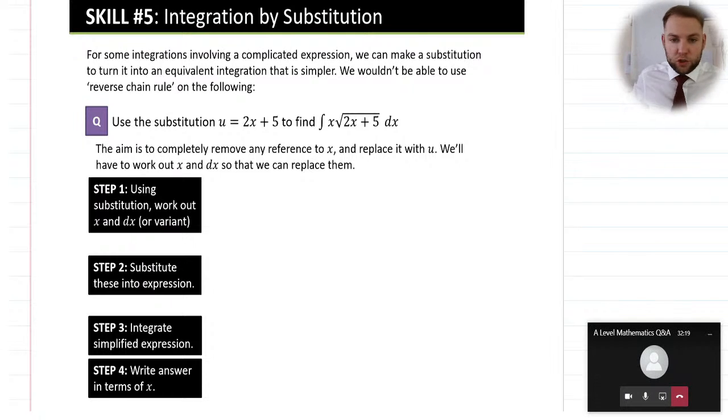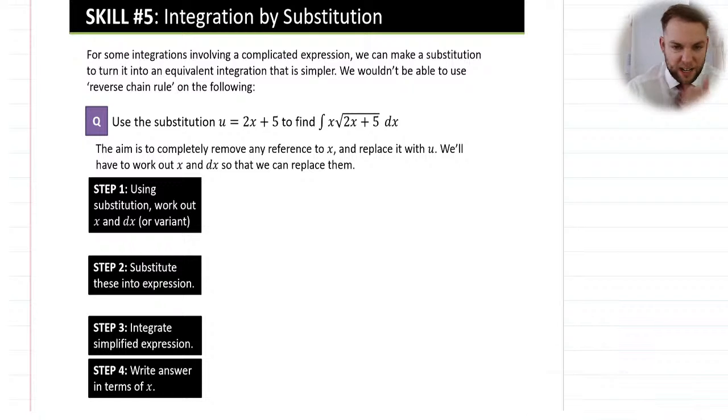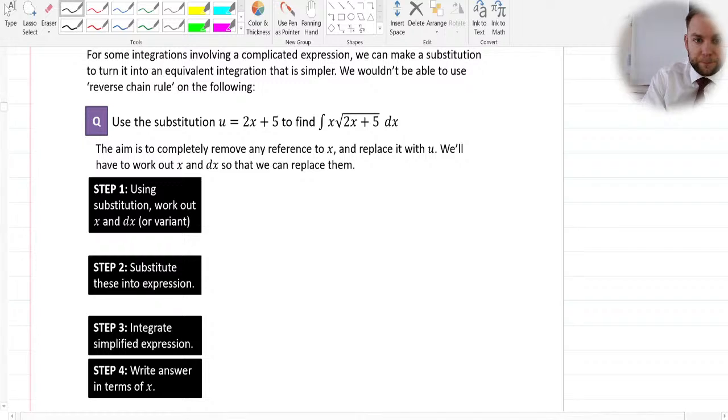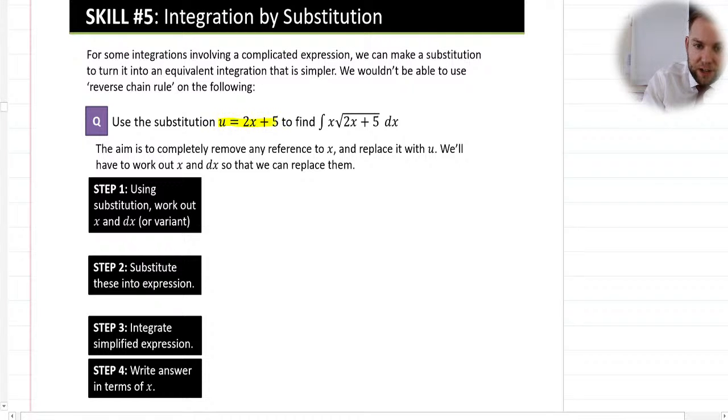So here we've got: use the substitution u is equal to 2x plus 5 to find the integration of x root 2x plus 5. So using the substitution, work out x and dx, or the variance. So the first thing that we need to do is differentiate this value here. Always what we do is we differentiate this value here to find out what dx is. Okay, you'll see what I mean by this in a little second.